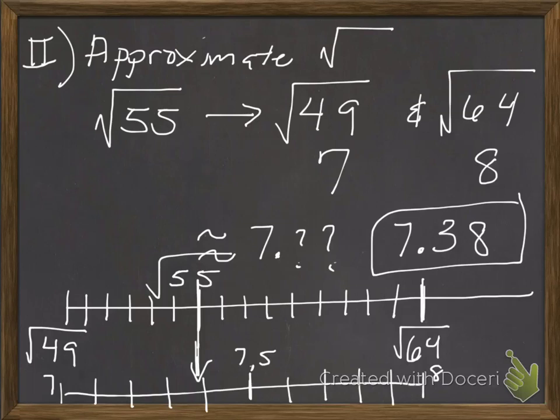So we use two number lines, one that goes from one perfect square to the next one, and the other from one consecutive integer to the other, and try to figure out where that irrational number falls on the second number line. So let's try another one.